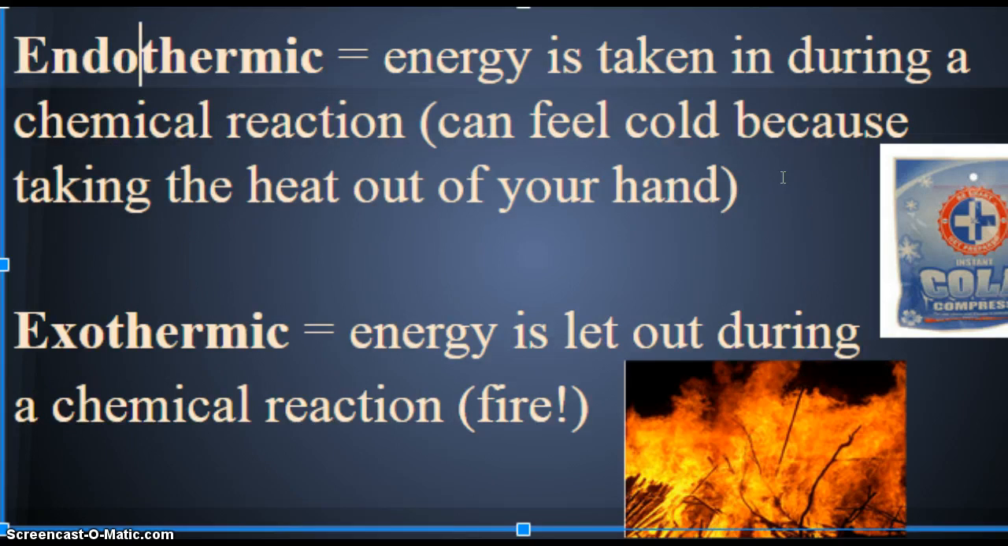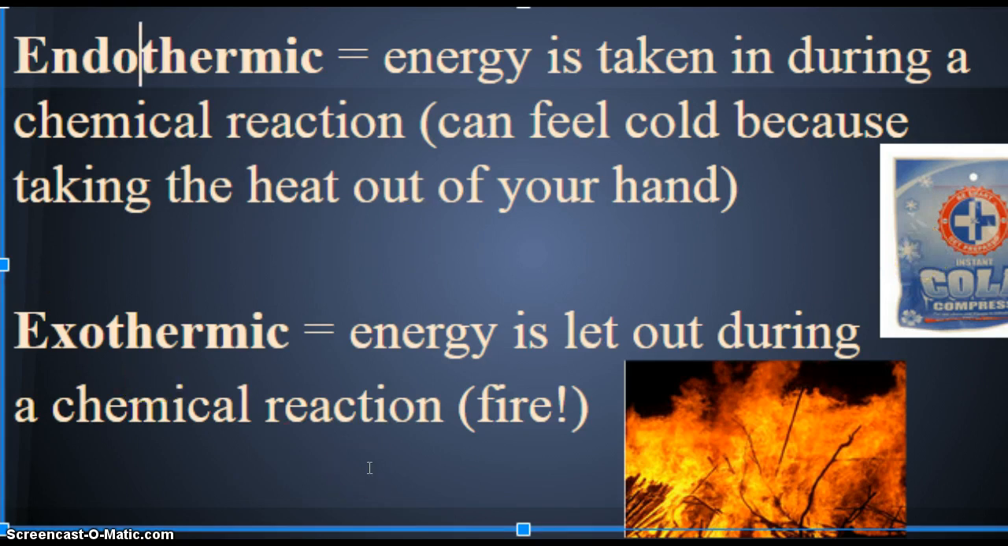And it can feel cold because it's actually taking the heat out of your hand if you touch it. And that's like those cold compresses where you can have them in your car and then you break the little packet in the middle, basically it feels like a bubble. You shake it, and then it's cold. That's because it's having a chemical reaction and it's taking the heat out of the air, or if you put it on your injured leg, it's taking the heat out of your leg.